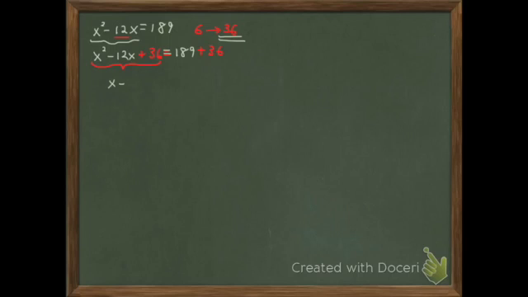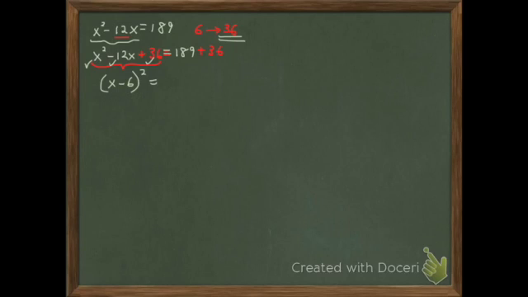x minus 6 squared. Convince yourself by foiling: first terms, x squared; outer and inner, minus 6x is minus 12x. Last term, negative times negative is positive, 6 times 6 is 36. Always do that step, please. Okay? You will save yourself lots of grief.